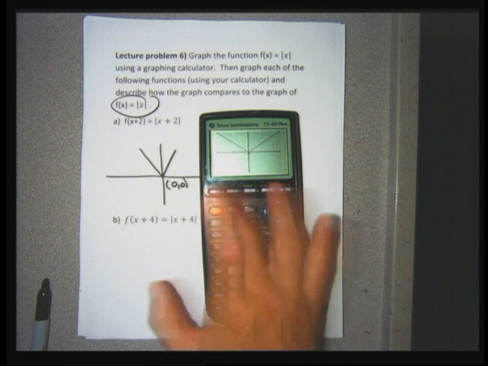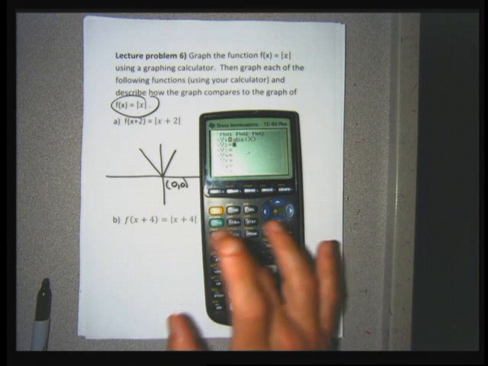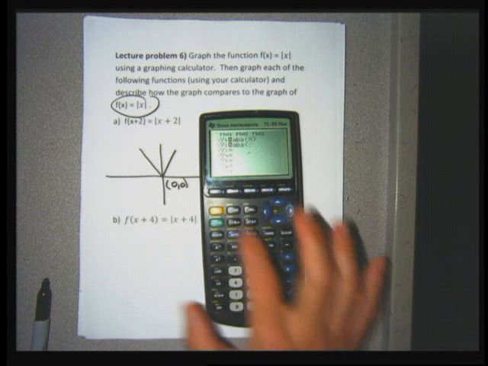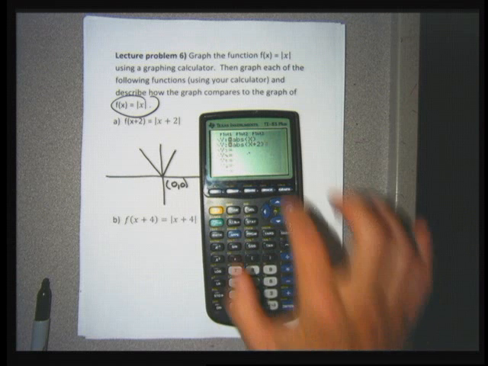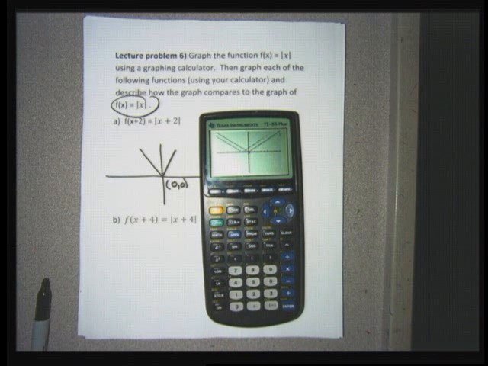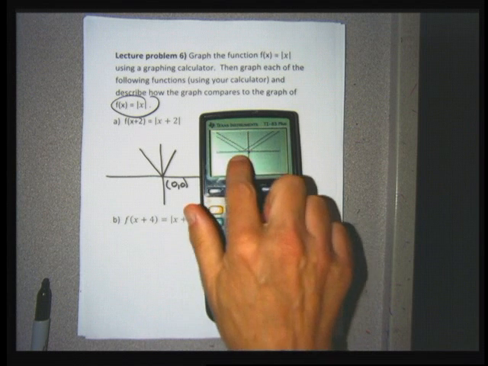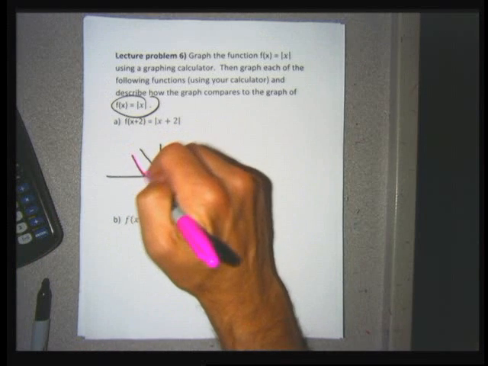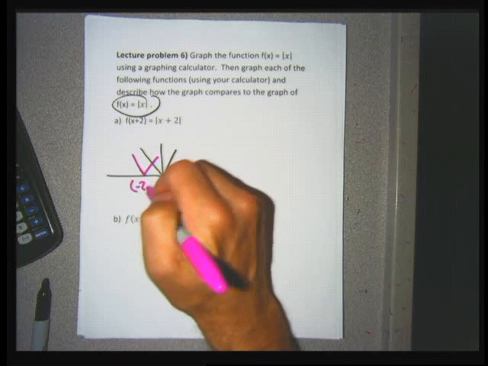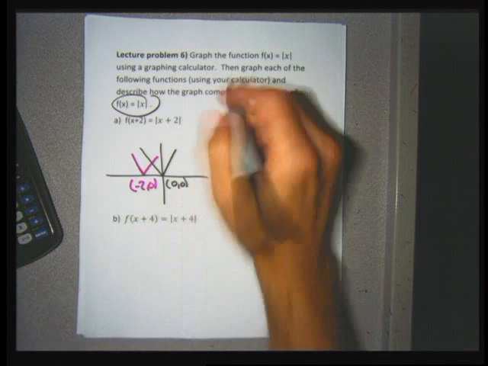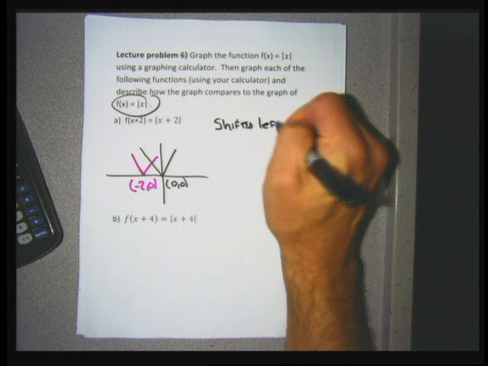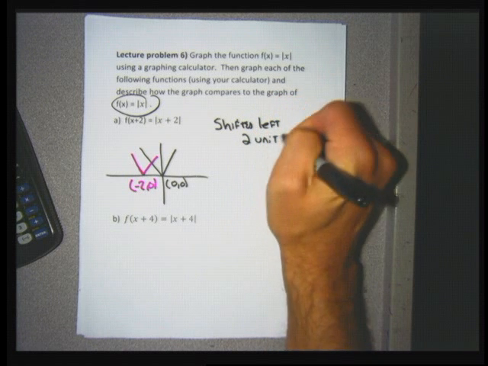If I wanted to do the absolute value of x plus 2 on the same graph, I hit my math key, go to number, absolute value. I'm doing x plus 2, should I say. And when I graph that, I get exactly the same V. It's a rigid transformation, but instead of having the point at 0, 0, it has the point at negative 2, 0. So these two graphs are exact copies of each other, but the new graph is shifted to the left 2 units.